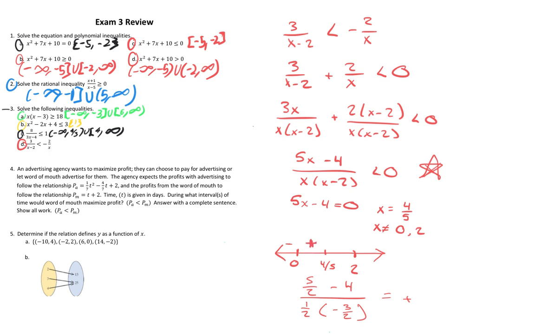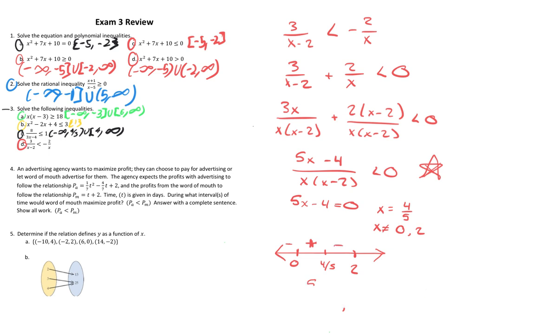And then we can go ahead and plug in a number between 4/5 and 2. So maybe we plug in 1. So if we plug in 1, we'll have 5 minus 4 over 1 times negative 1. And this is going to equal 1 over negative 1, so negative 1. So we got a negative number, which means that we're going to be negative over this interval here.